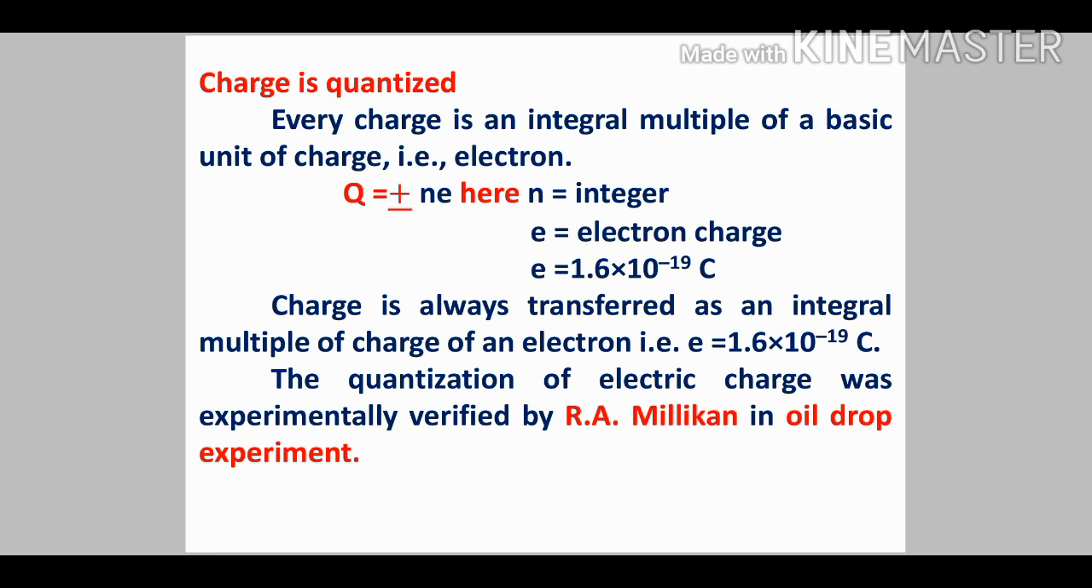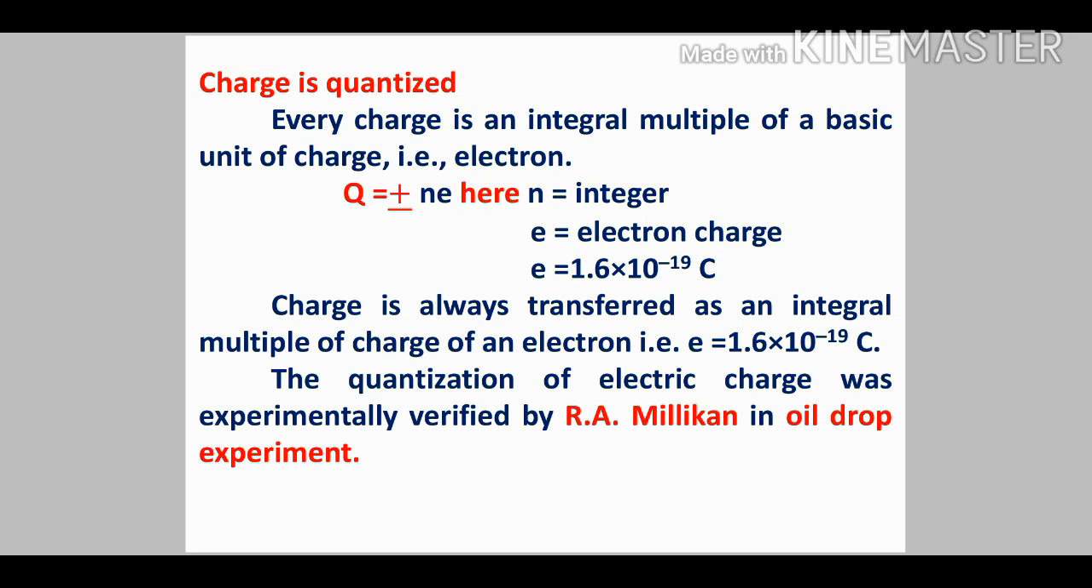Charge is always transferred from one body to another body in the form of integral multiple of charge of an electron. Suppose I have taken two bodies, body 1 and body 2. From body 1, one electron is transferred to body 2. So which one lost an electron? Body 1. Which one gained an electron? Body 2. So body 1 lost 1 electron, that's why it gained a positive charge, and the charge of body 1 is 1.6 into 10 power minus 19 coulomb, and this is positive charge. And body 2 gained 1 electron, that's why its charge is minus 1.6 into 10 power minus 19 coulomb.